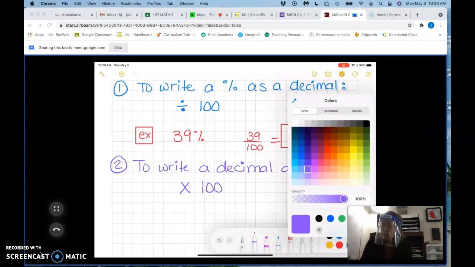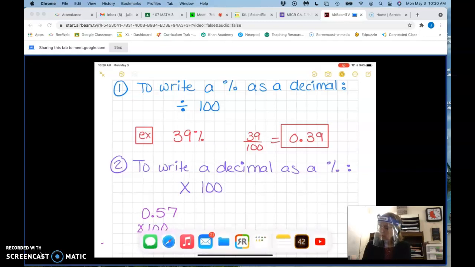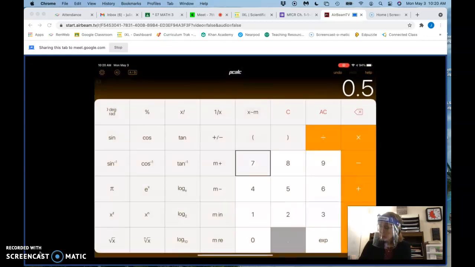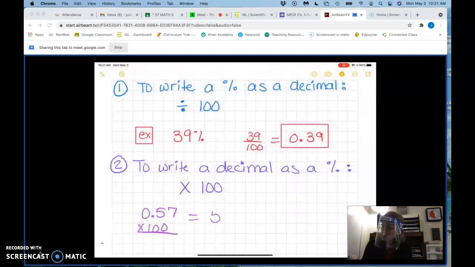Number 2 is to write a decimal as a percent, you multiply by 100. So let's say I have this decimal, 0.57, and I need to turn it into a percent. I'm just going to times it by 100. And I got what? 57. So 57% would be my percent.